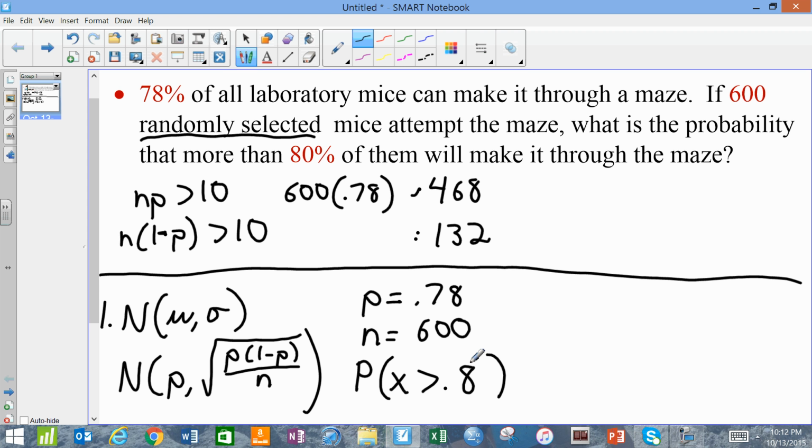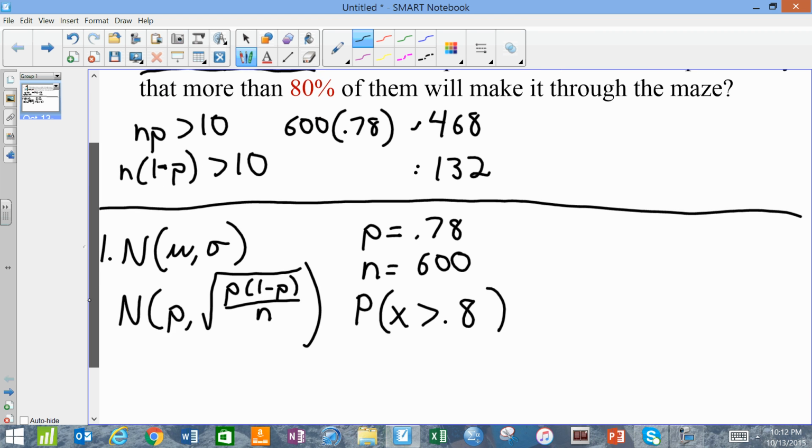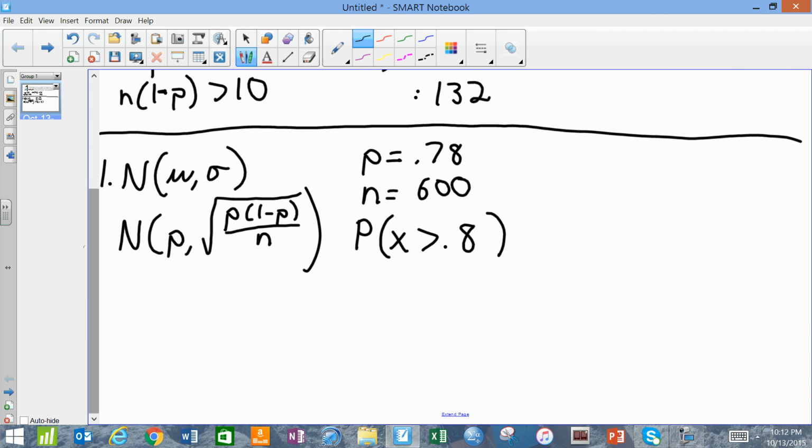And if you remember, because we're dealing with a normal distribution, our data is continuous, so we do not have to worry about using greater than or equal to. We can just use greater than. So we can use our population proportion of 0.78 as our mean, and we're going to have to calculate our standard error to give us an approximation of our standard deviation.